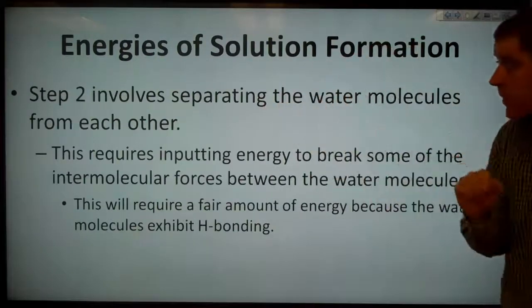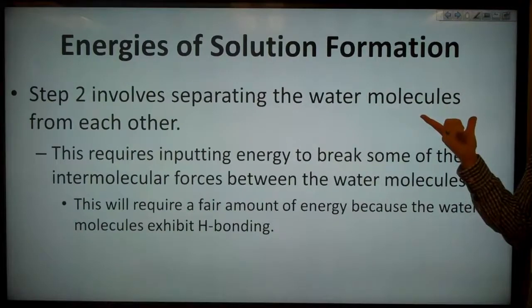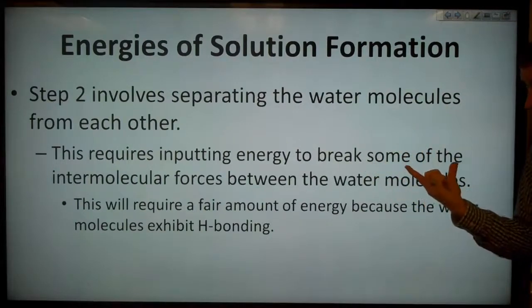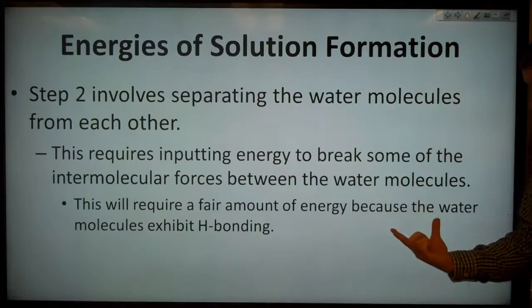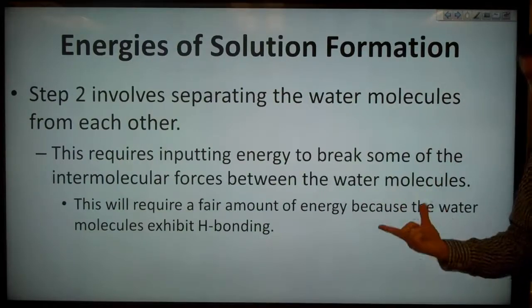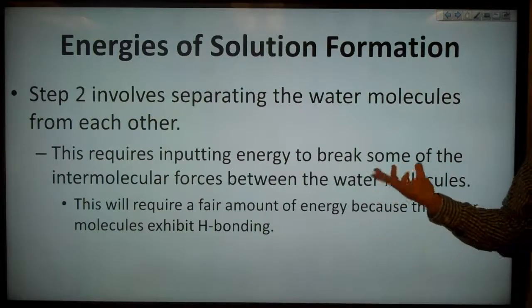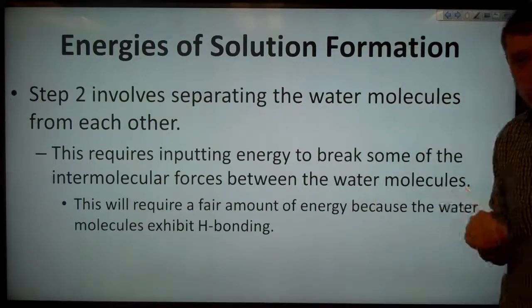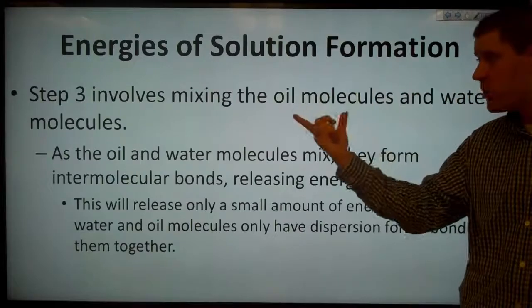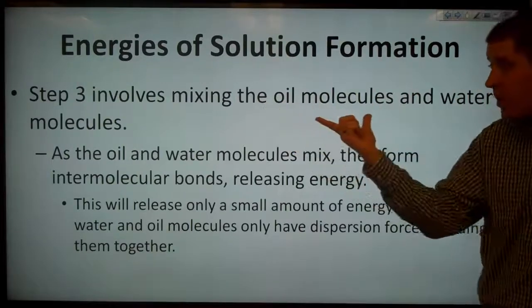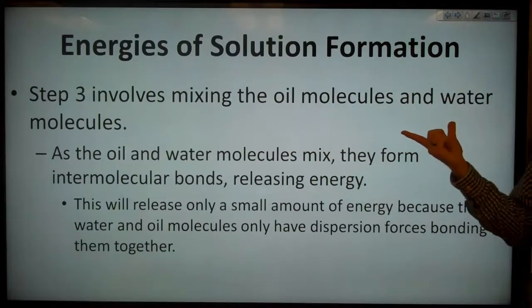Step two involves separating the water molecules from one another. This requires inputting energy to break some of the intermolecular forces between the water molecules. This will require a fair amount of energy because the water molecules exhibit hydrogen bonding. It will be roughly the same value as for the last example, because we're still separating the water molecules by about the same amount. Step three involves mixing the oil molecules and the water molecules.